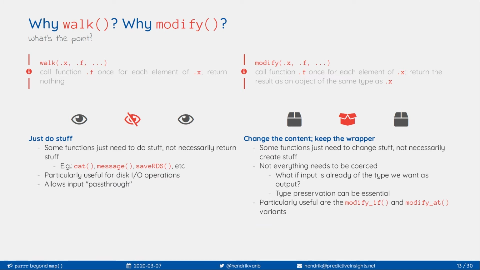So why would you want to use this? Walk is just do stuff. You don't always have to actually return output that you want to store in an object. So you can think of the message command or the cat command or disk operations in particular. They don't need to return anything to you. It also allows for pass-through. Pass-through is less important, but you can conceivably think of piping something into a walk statement, doing stuff, and then continuing on with the input as though you hadn't actually interrupted that operation at all. With modify, the argument is that sometimes type preservation is essential for your routine to actually work. You don't want to accidentally change the type. And I'm going to show you an example of that in a second.